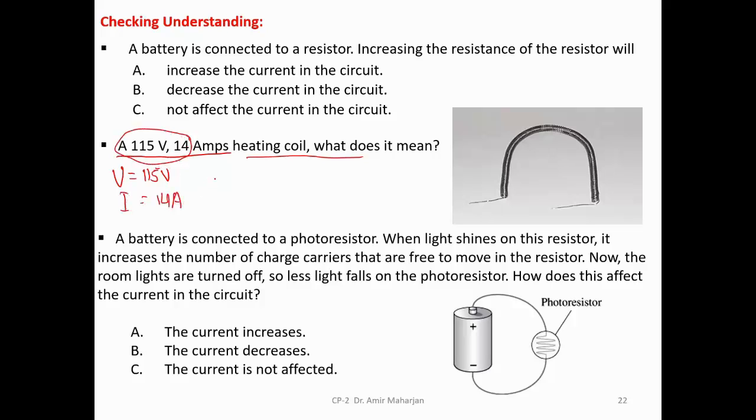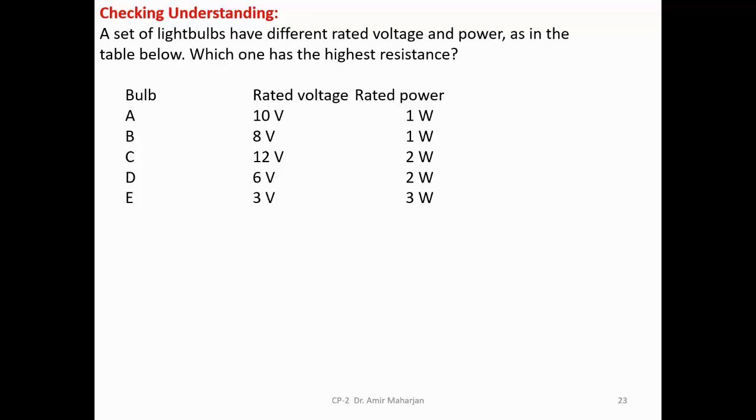So right away you can calculate the resistance of this coil, which is V over I. So it's 115 volts divided by 14. And once you have R, you can calculate the power dissipation. So this manufacturer's specification is very important. And these are some photoresistors, as you know.